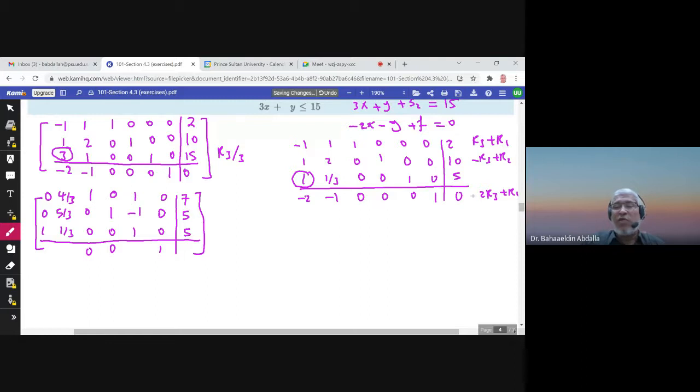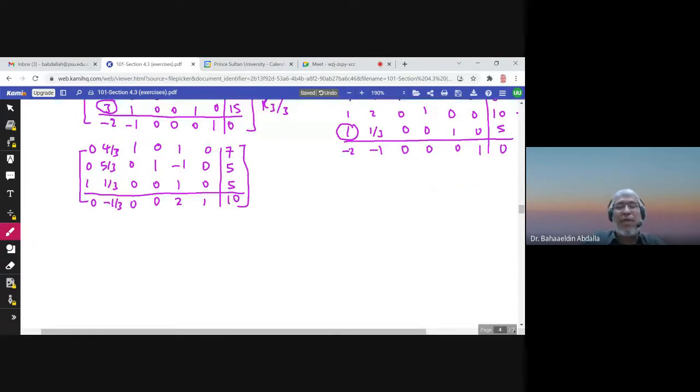And now the last row, 2 minus 2 is 0. 2 over 3 minus 3 over 3, this is -1 over 3. 2 plus 0 is 2. 2 times 5 plus 0 is 10. And this is the second matrix. And it is not final because there is a negative number here.